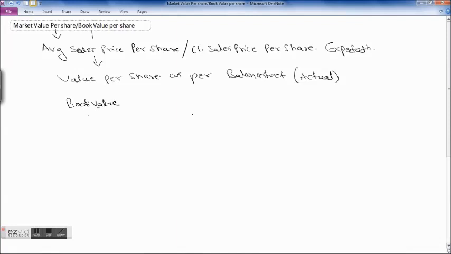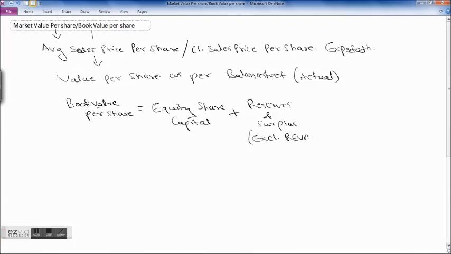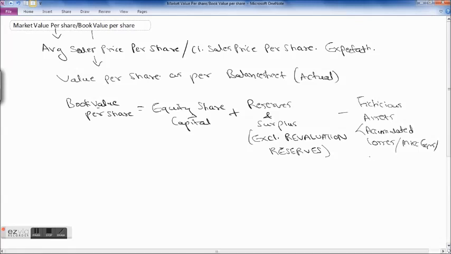Book value per share is equal to your equity share capital plus reserves and surplus, but this has to be excluding revaluation reserve, minus your fictitious assets, that is accumulated losses or miscellaneous expenses or preliminary expenses which appear in the balance sheet to the extent it is not written off.